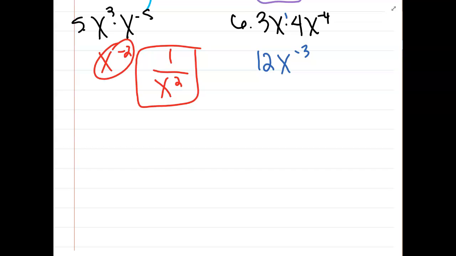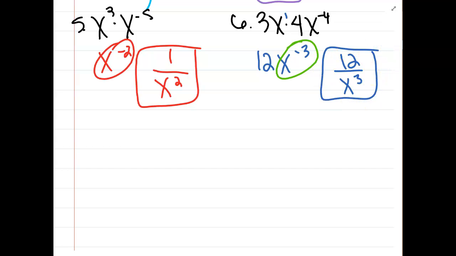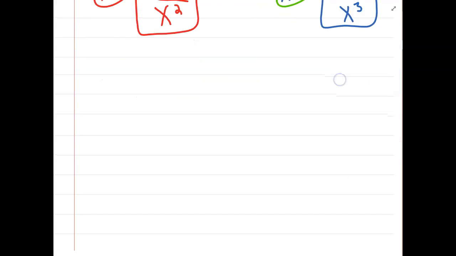Now, be careful here. What has a negative exponent? The x. And only the x. The 12 does not have a negative exponent. The 12 stays in the numerator. Only the x moves down to the denominator and the negative 3 becomes a positive 3. I think that's one of the hardest things to remember, that the 12 and the x aren't attached. They're not one thing. They're separate. Okay? Let's try another one.